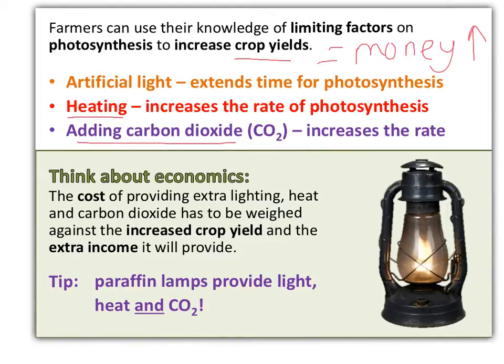Now, what the farmer has to think about though is economics. So he needs to balance the cost of providing extra light, heating or carbon dioxide against the crop yield. So you might be asked to evaluate whether it is worth doing these things. So what's the benefit of it, but what might be the disadvantage? Now, one thing to note is a paraffin lamp will provide light, heat and CO2 all at once.